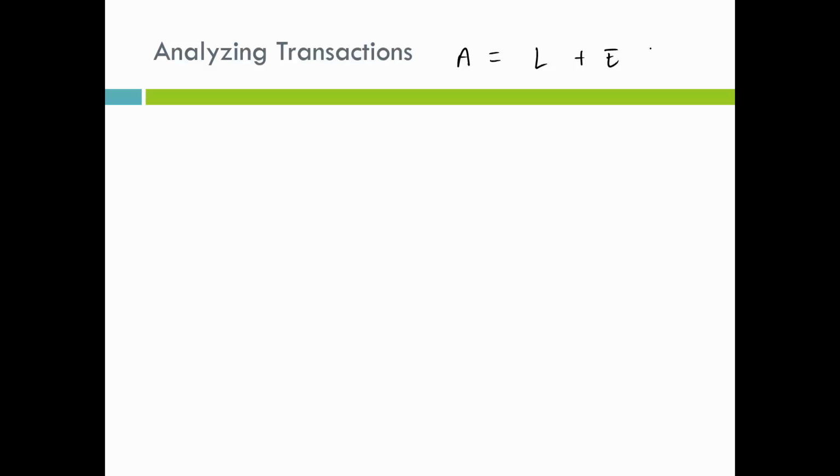And so when we analyze transactions, the first step is to identify which accounts are affected by this transaction. What we're really doing, in a lot of ways, accounting is like a foreign language. And so we're translating from English to accounting. So which accounts are affected and what type of account those are.